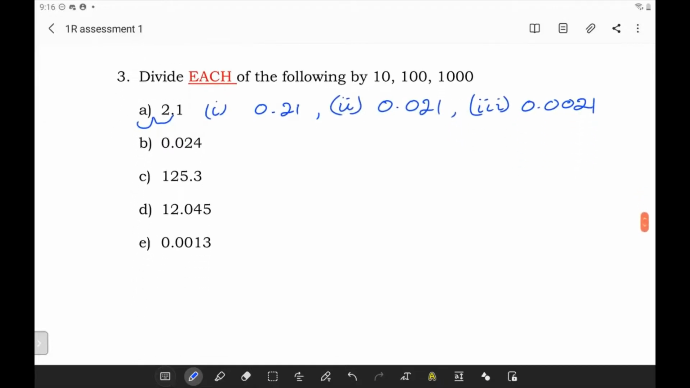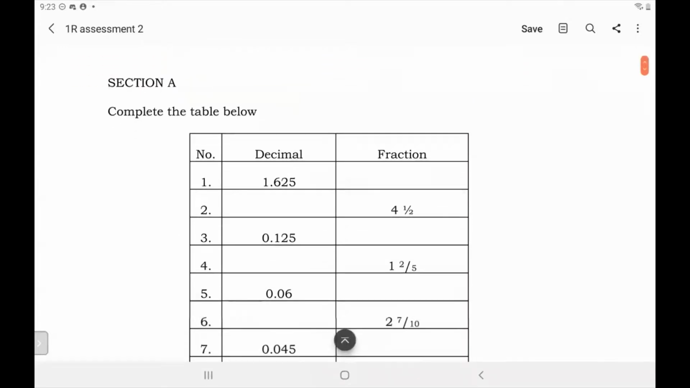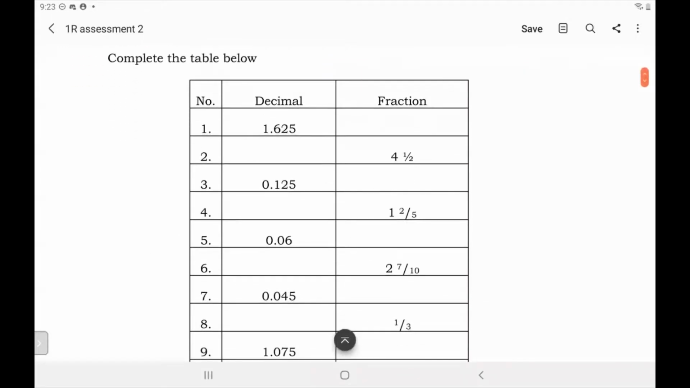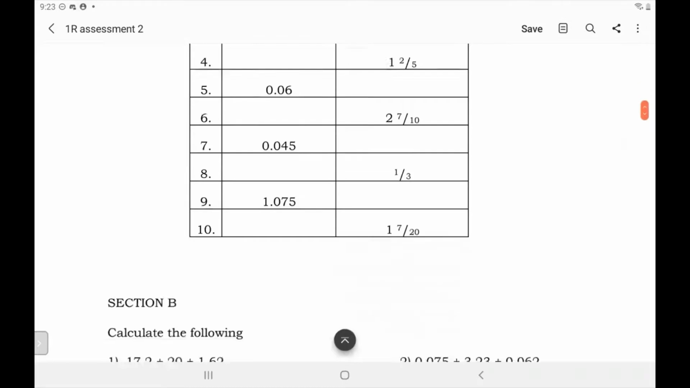So we'll come back and take a look at the second assessment. So again, this is essentially what we did just now to change decimals to fractions. So I'll only do a few of them and leave the rest for you to maybe put in the comment section.